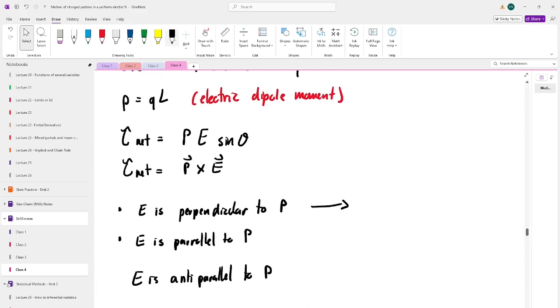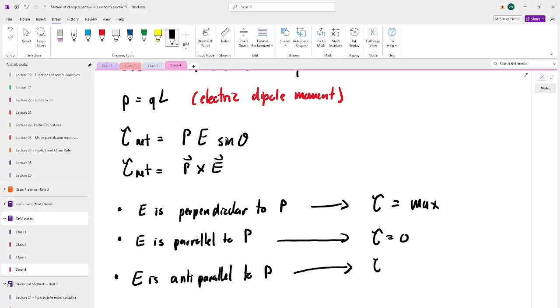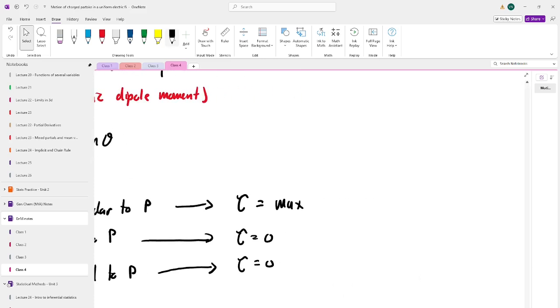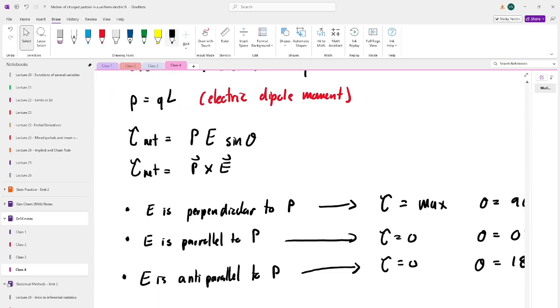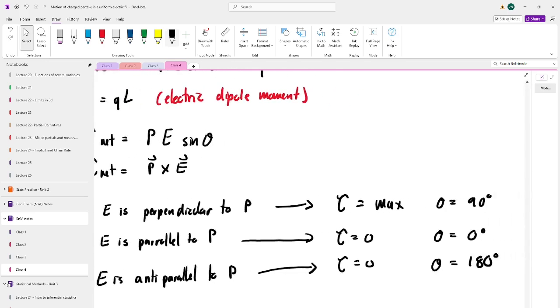So in all of these scenarios, this is what we get. In other words, this is when theta is equal to 90 degrees. This is when theta is equal to 0. This is when theta is equal to 180 degrees. So we can do an example.